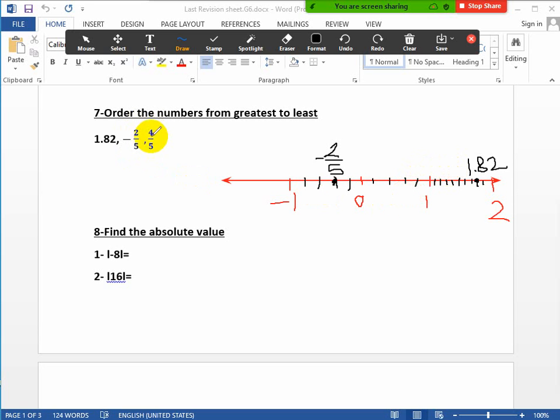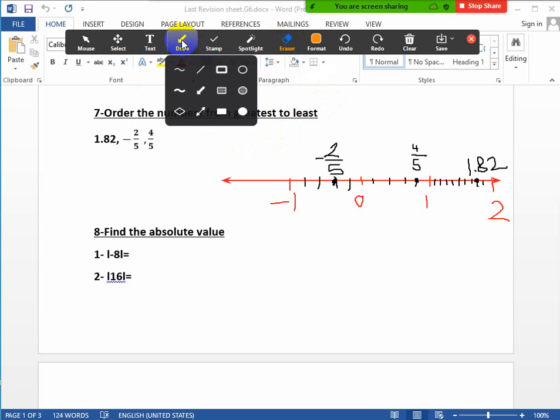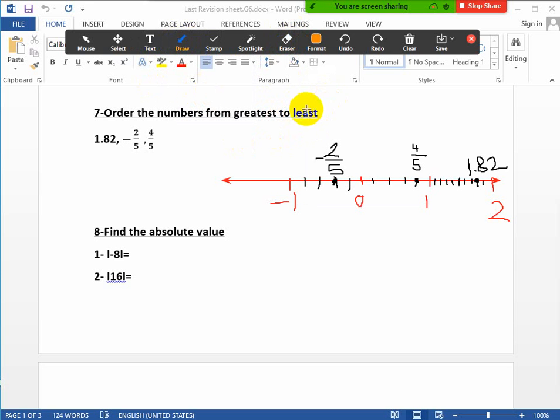Now, I have to count 4 parts of 5 from 0, 1, 2, 3, and 4. This is the point that represents 4/5. Now, I have to focus, girls, on the order. The order from what? From the greatest to the least, okay? That means this is the direction, from the greatest to the least.